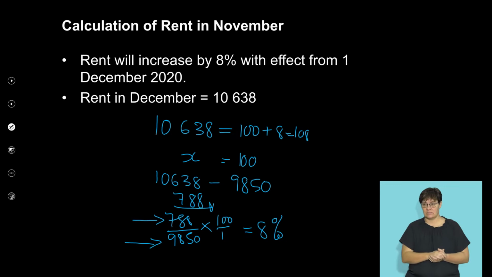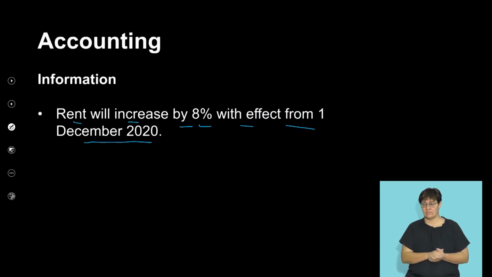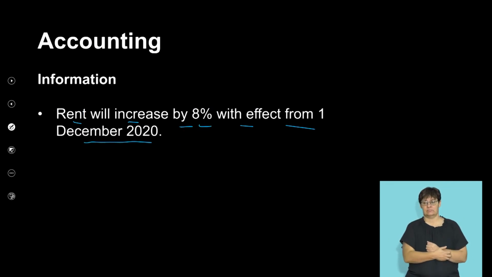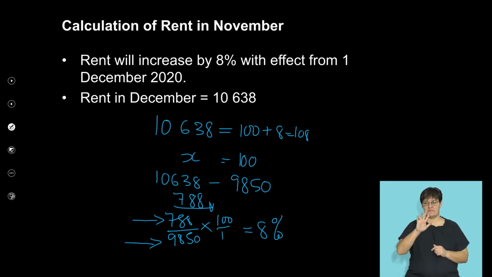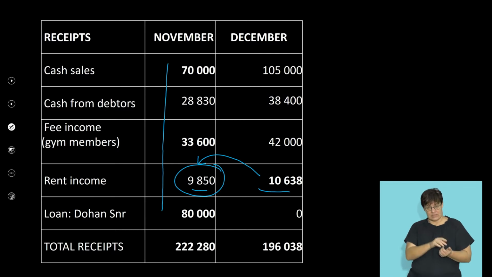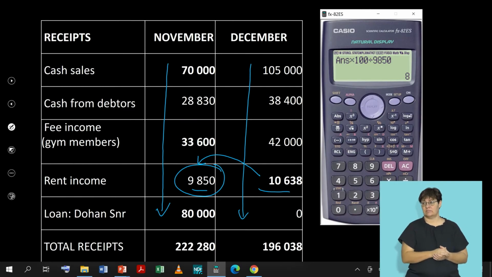Okay, if we go back, we now have fitted in all the figures that we needed, right? So we've got our rent income, which we calculated to be, where was my rent income? 9850. There's the 9850. All that we do now to complete the receipts section of my cash budget is we add all the components. Can you see that? You add all the components. And here you go, you add all the components. Let's do that.